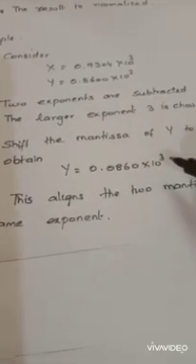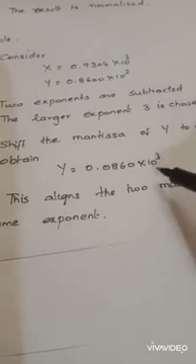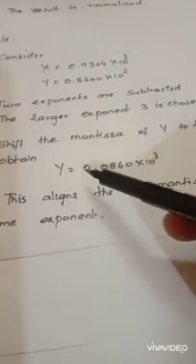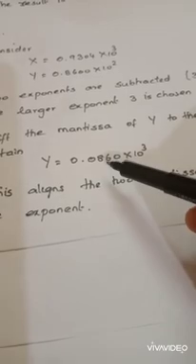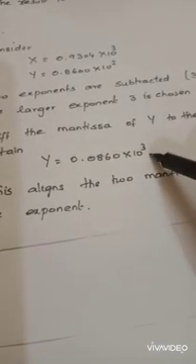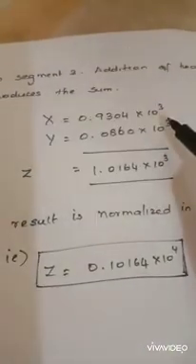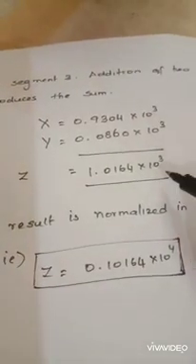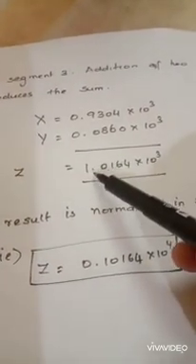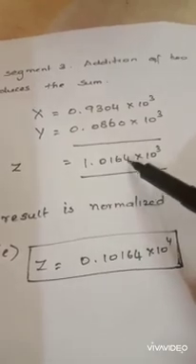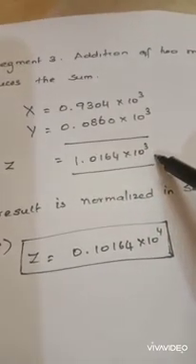So by shifting the mantissa to the right side, we will get the value y is equal to 0.0860 into 10 power 3. Then this is the alignment of the two values. After that we add or subtract the two values. We will get the result 1.0164 into 10 power 3.